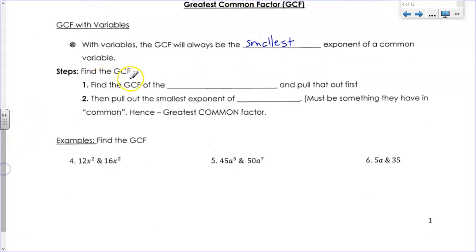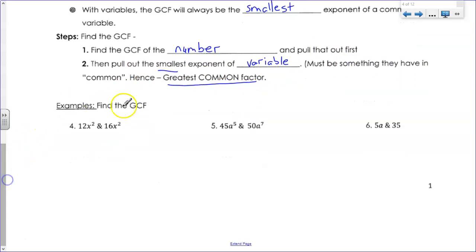So steps to find the GCF. You find the GCF of the number and pull that out first. Then pull out the smallest exponent of the variable. Must be something they have in common. Hence, greatest common factor. Okay, so let's look down here and let's just talk about finding the GCF.